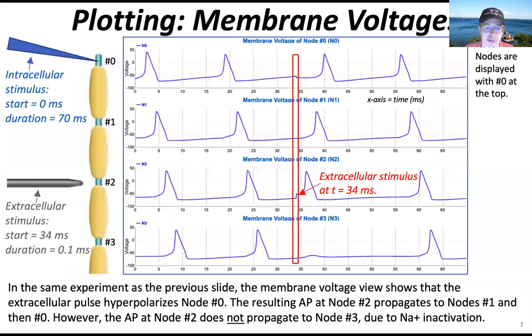The membrane voltage plots show the membrane voltages of every node. I'm only showing 4 of the 20 nodes in my simulation in this case, but we can use this to dig down deeper and look at the effects of our stimuli. For example, when the extracellular stimulus was applied at 34 milliseconds in this simulation, we see there was a hyperpolarization on node 0, which affected whether or not this node would exhibit an action potential at its regular time due to an intracellular stimulus.